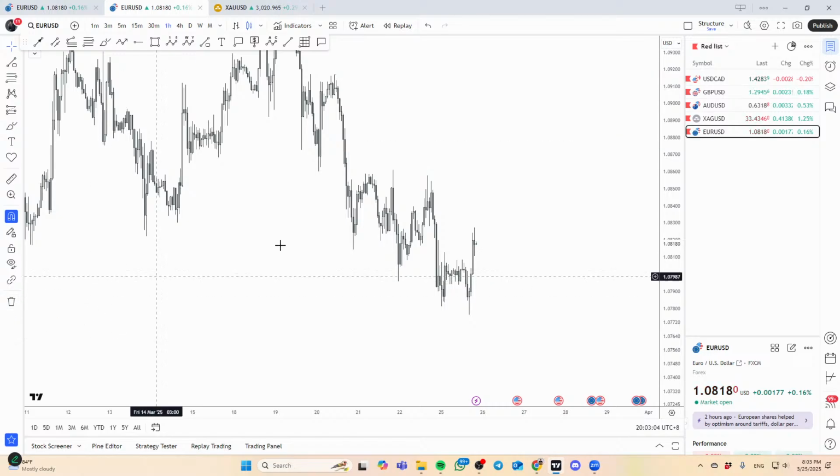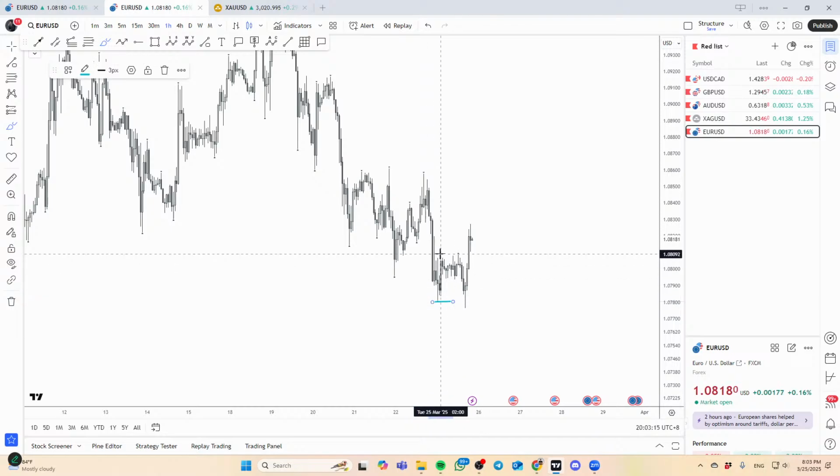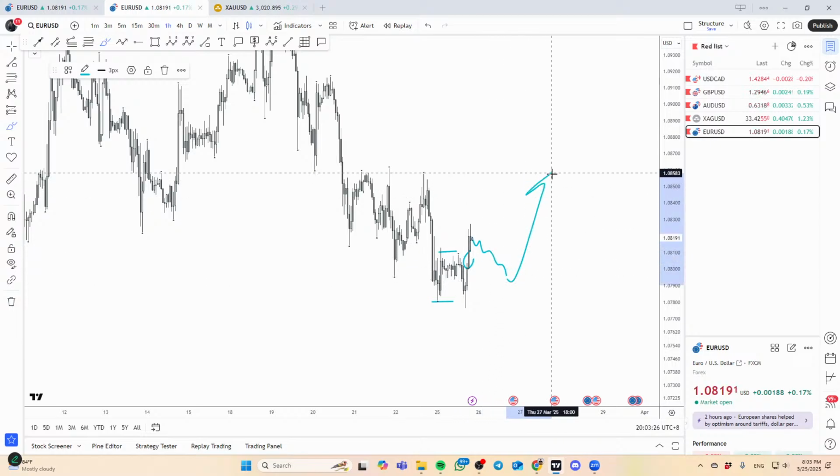This is euro dollar. Let me clean up. Okay, we do have a possible setup building up over here. You can see the liquidity sweep. Price did take out this inner structure high. We do have some fair value gap here as well, so technically if this pulls back correctively, we may get a buy trade.